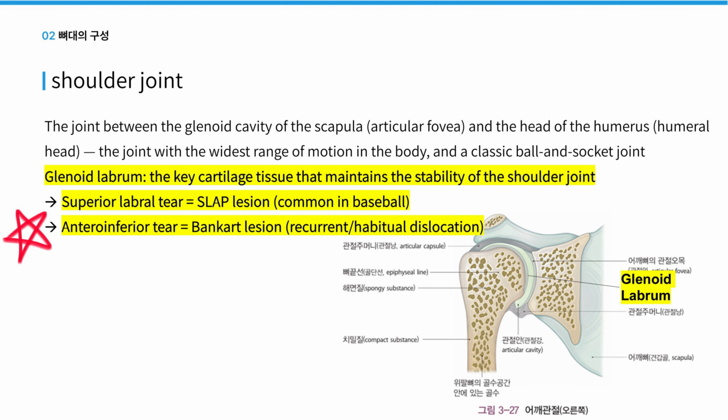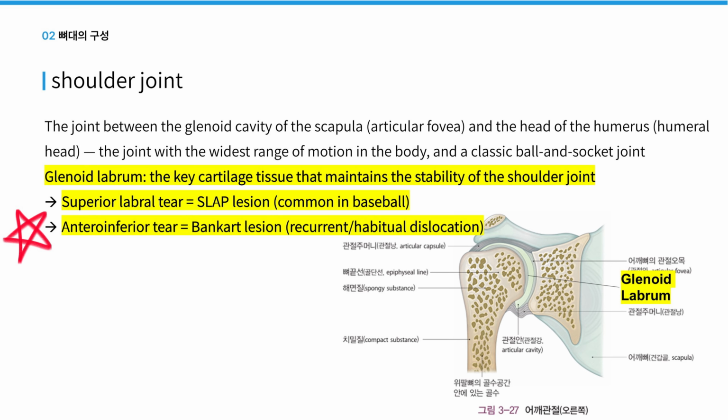Alright, let's take a closer look at the shoulder joint. The shoulder joint is formed between the glenoid cavity of the scapula and the head of the humerus. It has the widest range of motion of any joint in our body. It's the classic ball and socket joint. But here's the trade-off. The wider the range of motion, the less stable the joint.